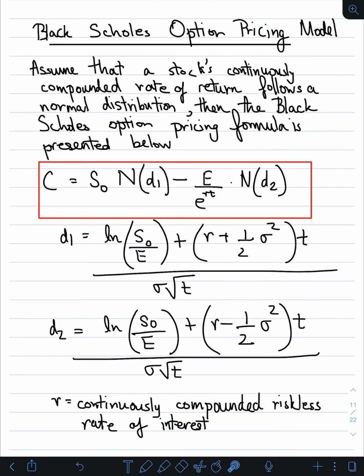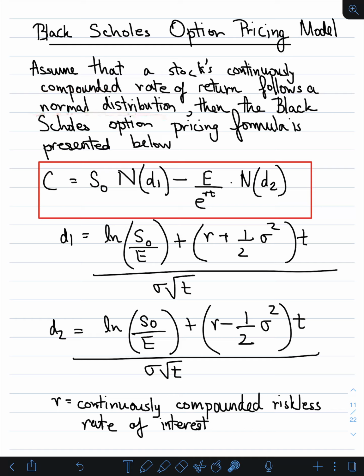This is the Black Scholes option pricing model. It looks a little complicated, but it really isn't too bad. It's just a combination of certain factors about a stock, its underlying price and its underlying volatility, and we obtain this formula. The first thing is we assume that it's a continuously compounded rate of return and that it follows a normal distribution. There's another model presented in the textbook that I'm not covering. I'm only covering Black Scholes because it's the most widely used model.